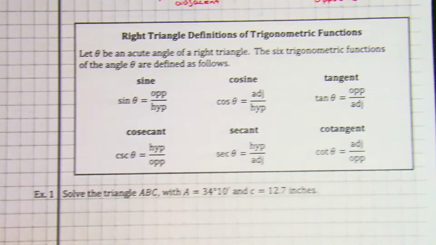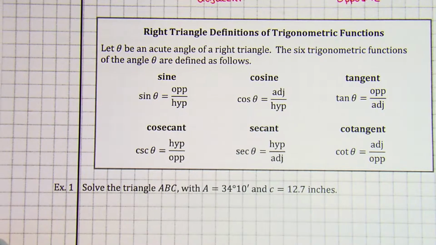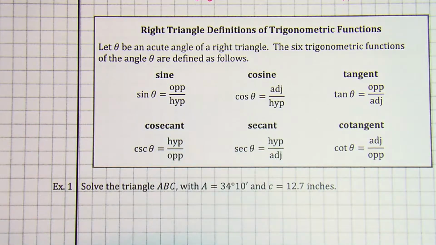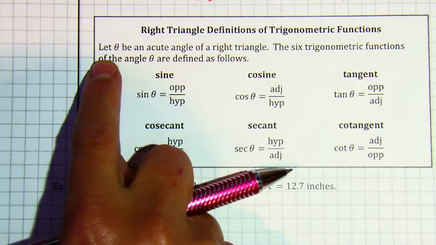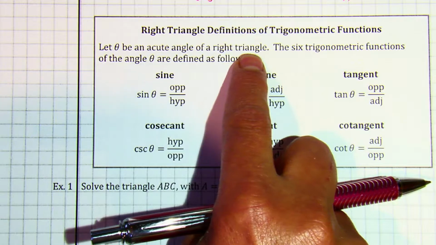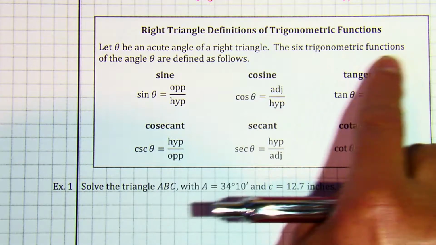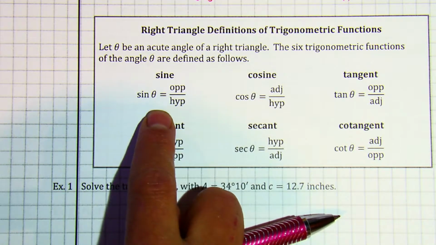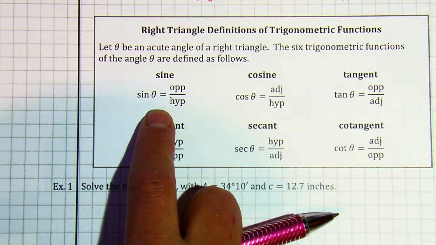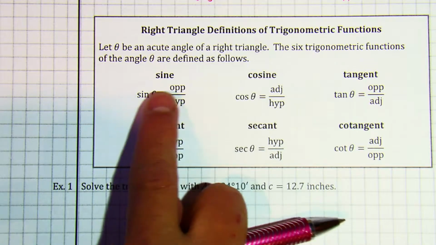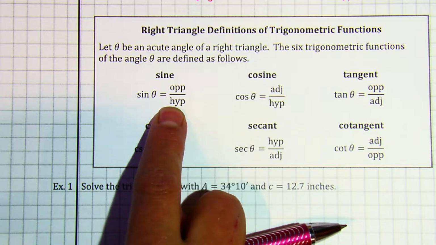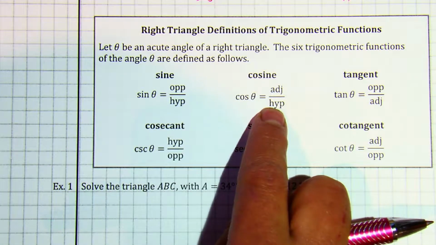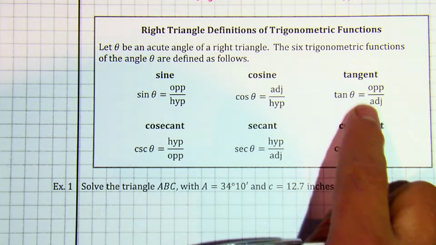Go ahead and paste your cutout and copy example number 1, and we'll start once you are ready. Go and pause it. So let theta be an acute angle of a right triangle. The 6 trigonometric functions of the angle theta are defined as follows, something that you learned last year and also in geometry. Sine is your opposite over hypotenuse. Cosine is adjacent over hypotenuse, and tangent is opposite over adjacent.